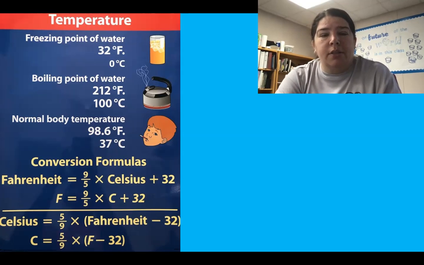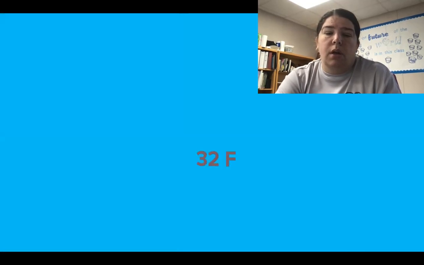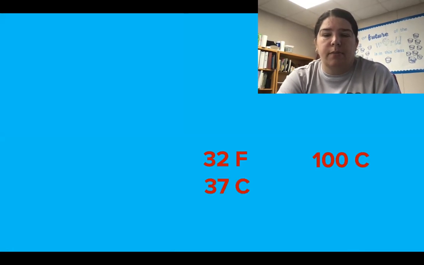All right, so I want to take away this chart and see if you know what temperature this is. So 32 degrees Fahrenheit. Good, that's the freezing point. 100 degrees Celsius, excellent. 37 degrees Celsius, good, you got it. And 212 degrees Fahrenheit, excellent. Make sure you're studying that chart. You could always go back and reference it.